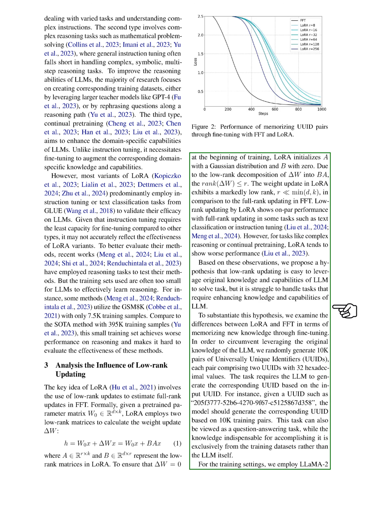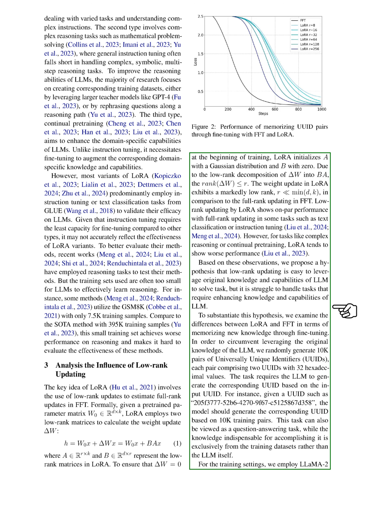While low-rank updating in LoRA performs well in tasks like text classification or instruction tuning, it tends to show weaker performance in tasks requiring complex reasoning or continual pre-training. Based on these findings, we propose a hypothesis that low-rank updating is effective in leveraging the original knowledge of LLMs to solve tasks but struggles with tasks that demand enhancing the knowledge and capabilities of LLMs.